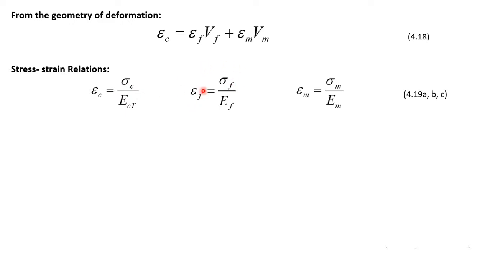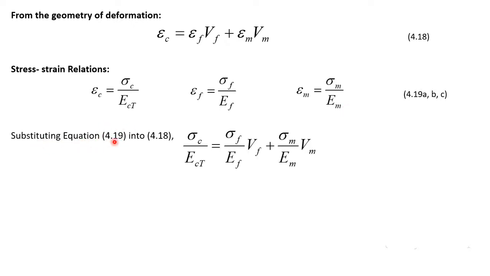Individually we can write epsilon F, which is the strain in the fiber, is equal to stress in the fiber divided by EF, which is the Young's modulus of the fiber. And similarly we can write for the matrix, strain in the matrix is equal to stress in the matrix divided by EM, which is the Young's modulus of the matrix. Substituting equation 4.19 into 4.18, these equations we can substitute here for strain values, and we can write this one.